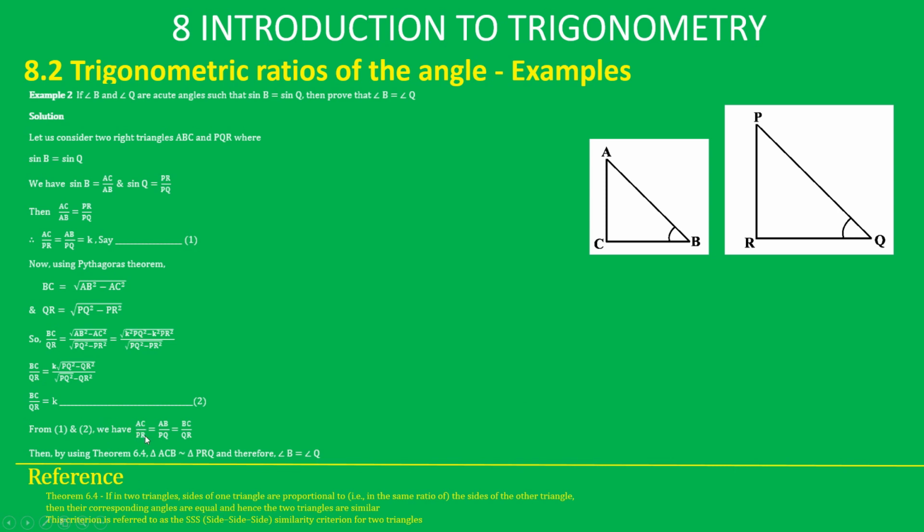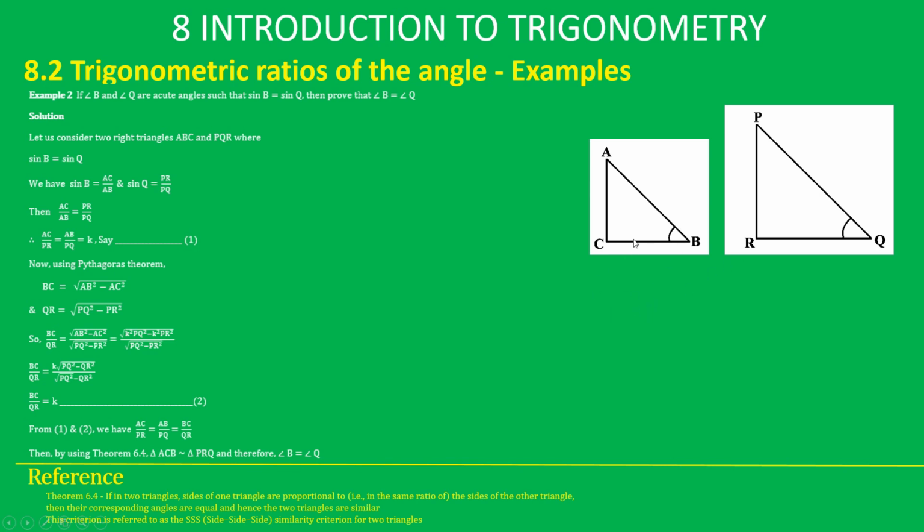Sides are proportional, just now we arrived at that. All the corresponding side ratios are constant, so they are in proportion. Then the corresponding angles are equal: angle P will be equal to angle Q, angle A will be equal to angle P, angle C will be equal to angle R. And hence the two triangles are similar. This criterion is referred to as SSS, side similarity criterion for two triangles. What does it mean? We have proven that the corresponding sides are in proportion.